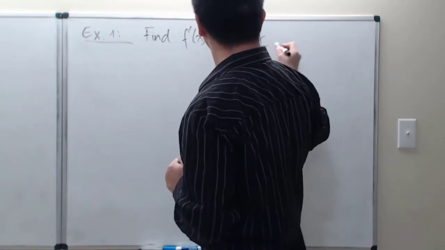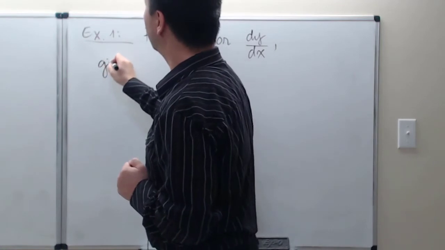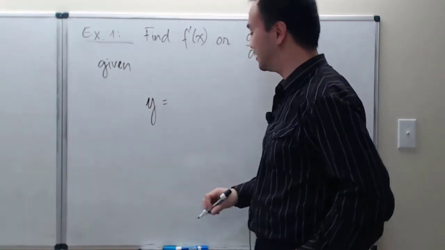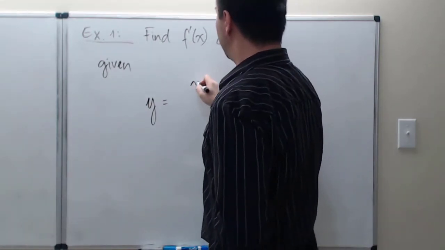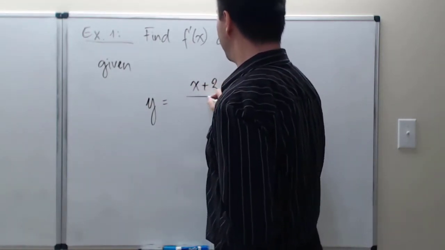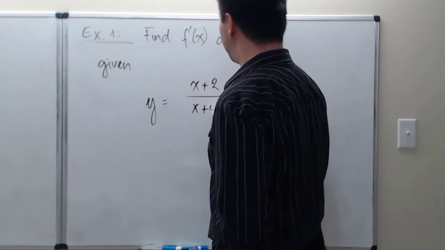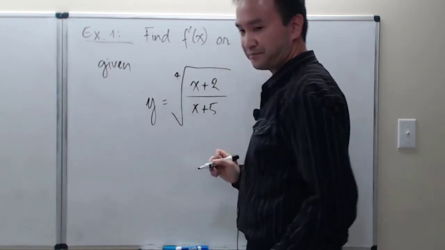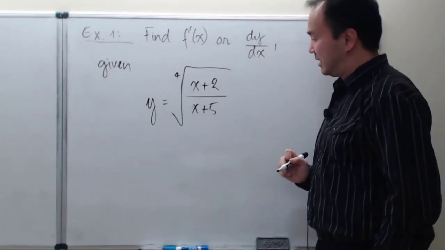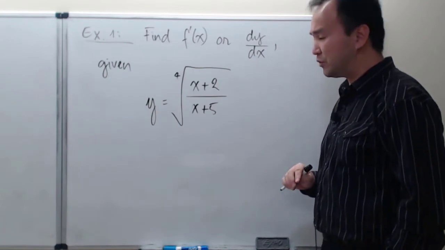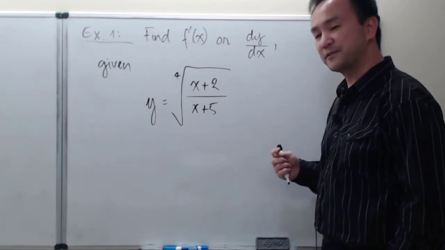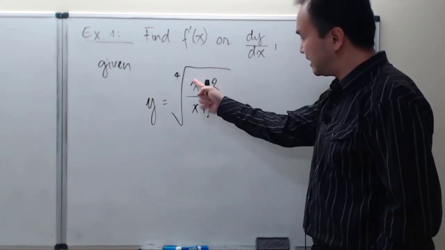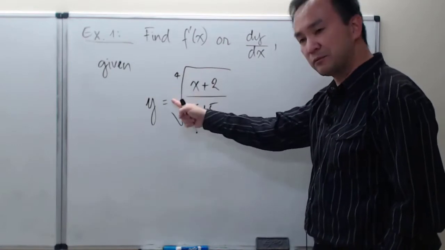Here we are given a function in equation form: y equals, let's say, x plus 2 over x plus 5, and take the fourth root of all that. When we look at a function like this, at first sight it seems nothing unusual. We can just see that there's a quotient inside of the fourth root.